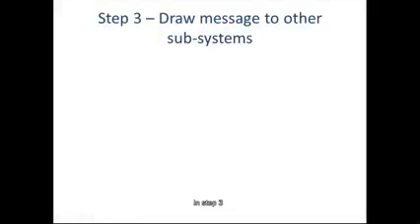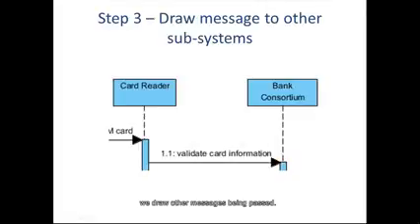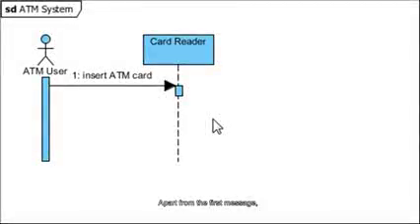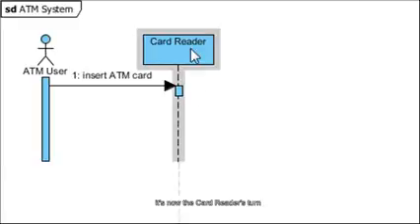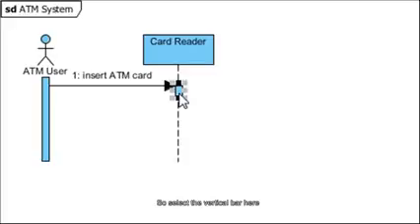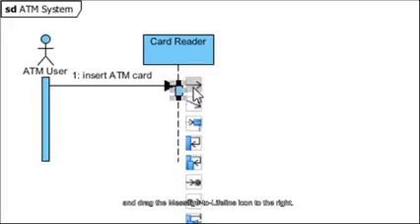In step 3, we draw other messages being passed. Apart from the first message, we would probably draw other messages too. In our example, it's now the card reader's turn to send a message to Bank Consortium and ask it to validate the card information. So select the vertical bar here and drag the Message to Lifeline icon to the right.